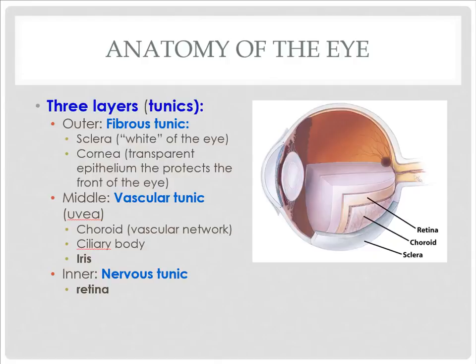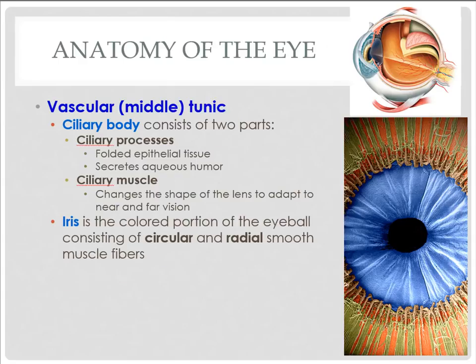The middle represents the vascular tunic, which is going to contain the choroid as well as the ciliary body and the iris. The inner layer represents the nervous tunic, which is going to contain the retina, which is going to contain the photosensitive cells that will be able to be attuned to that electromagnetic radiation. What you'll also notice is that these 3 layers are consistent with that of the meninges that we saw that surround the brain itself.